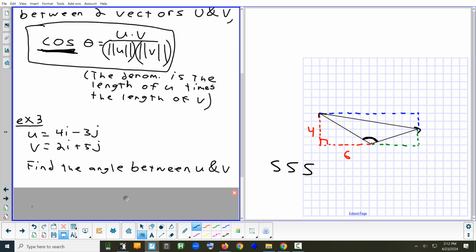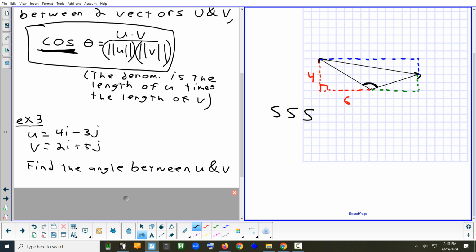Okay, so let's see if we can find the angle between these 2 vectors. And let's draw them. See if we can get an idea what the angle should be, and then we'll find it. So let's take 4i minus 3j. We start here. 4i means to go which way 4 units? 4 to the right. 2, 3, 4, and then 3 units down. Sorry. Okay, so there's 4i minus 3j.